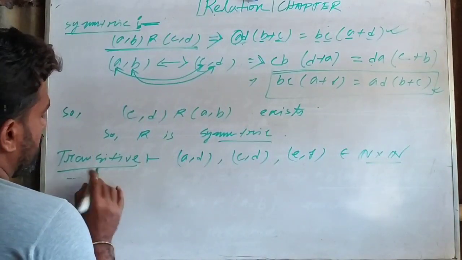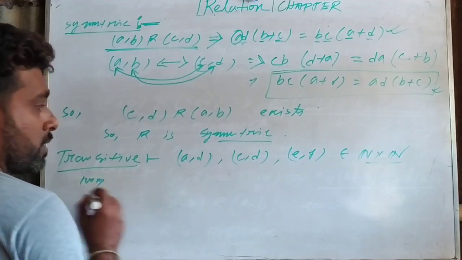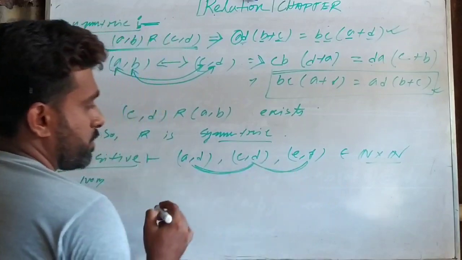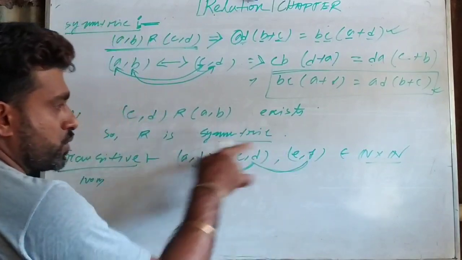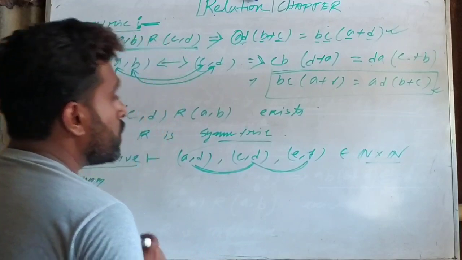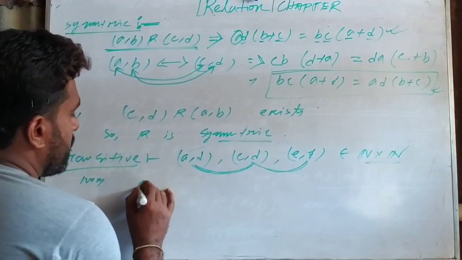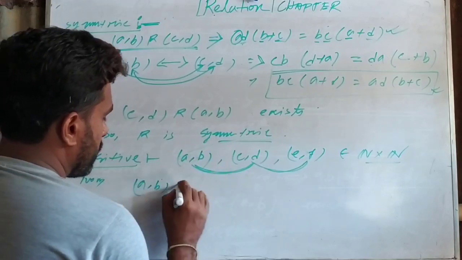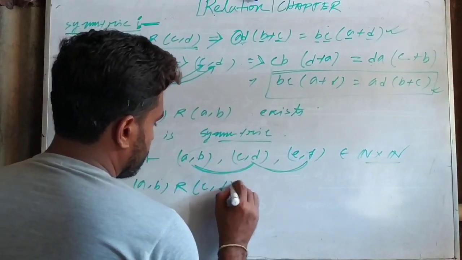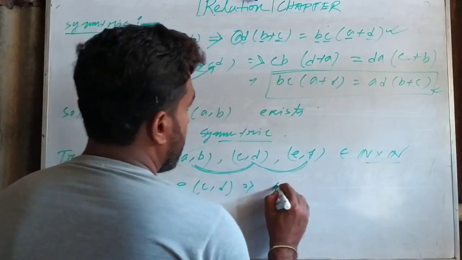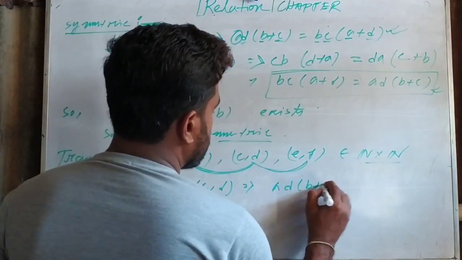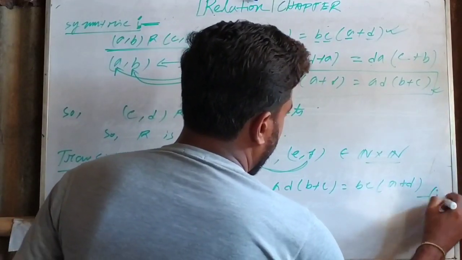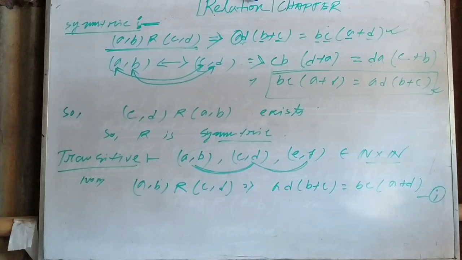Now you have, because they have their relation and these two have their relation, but we don't know whether these two order pairs have the relations or not. We have to prove. So AB related to CD. And what is the condition here? The condition is AD into B plus C equals to BC into A plus D. It is your equation number 1. Okay.